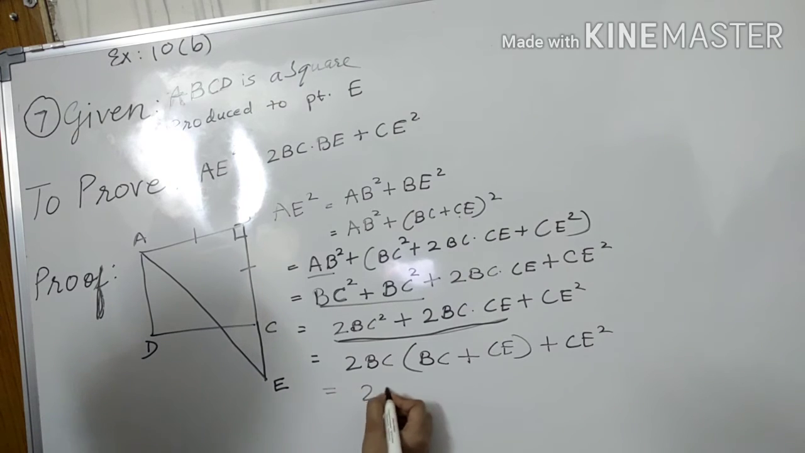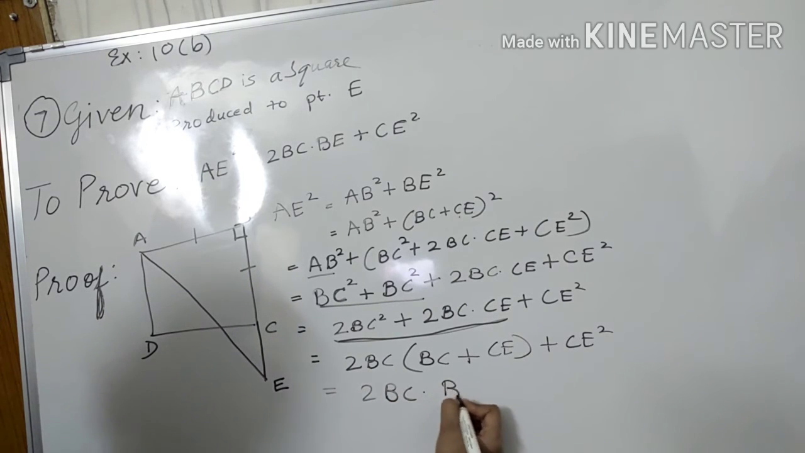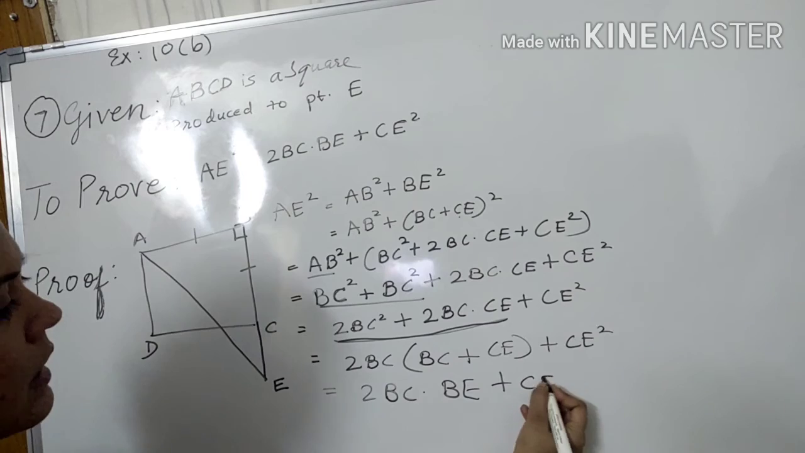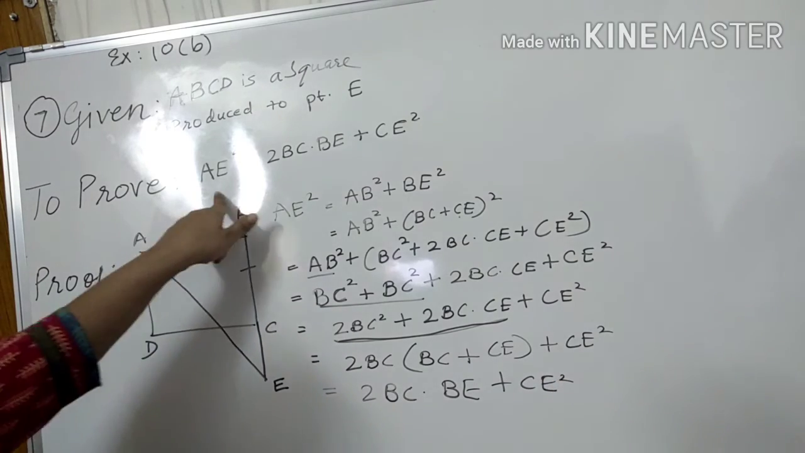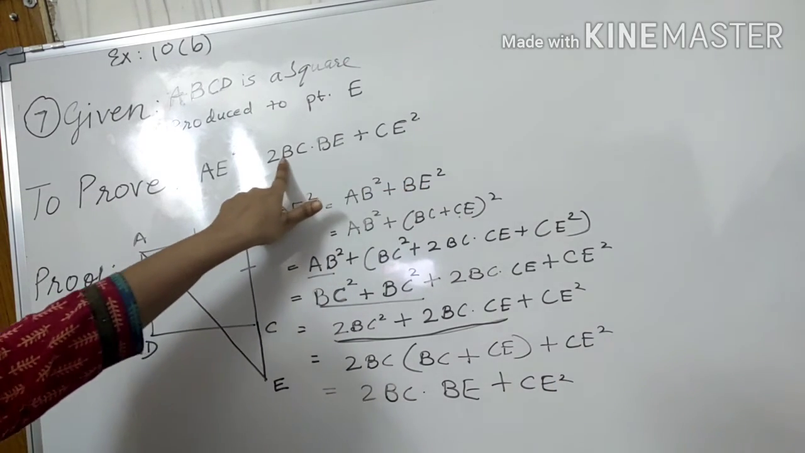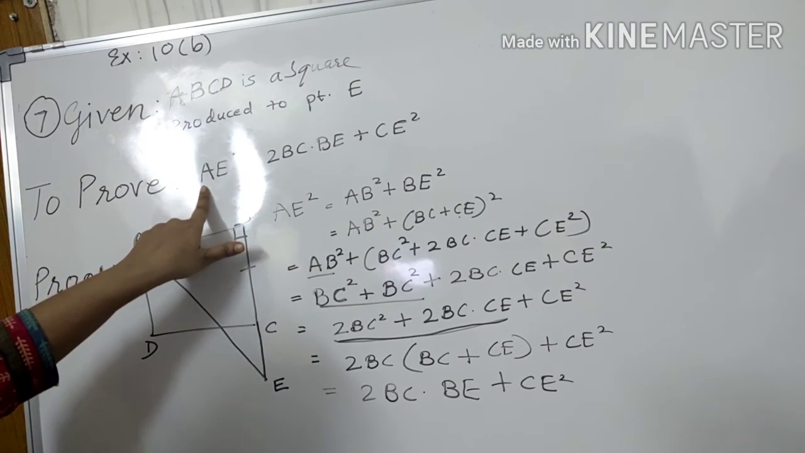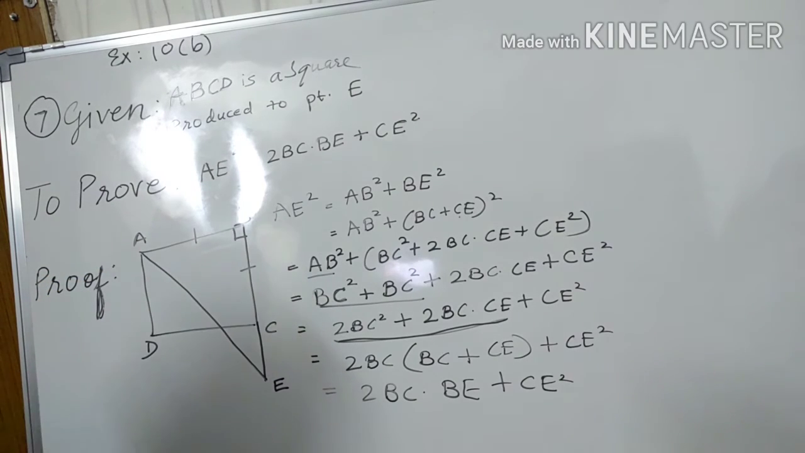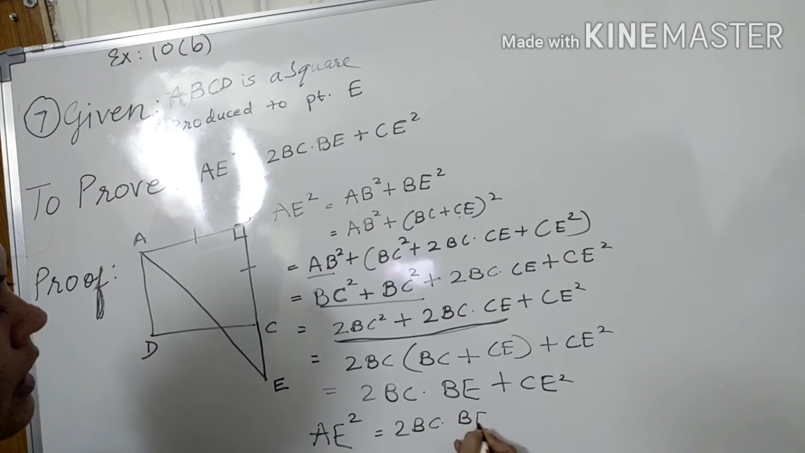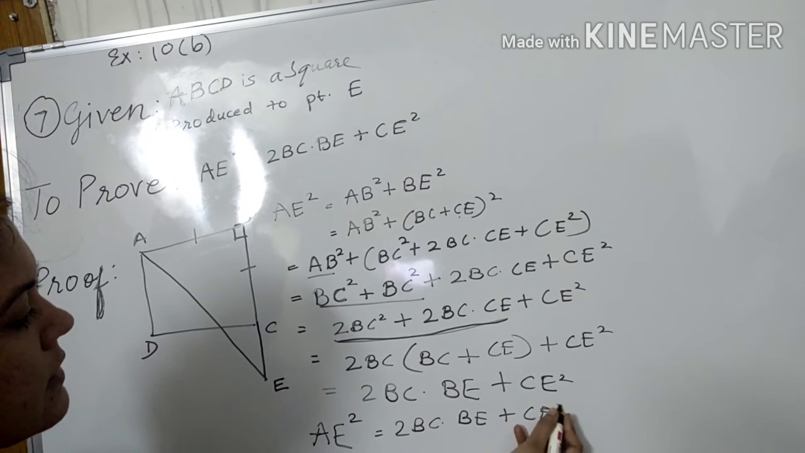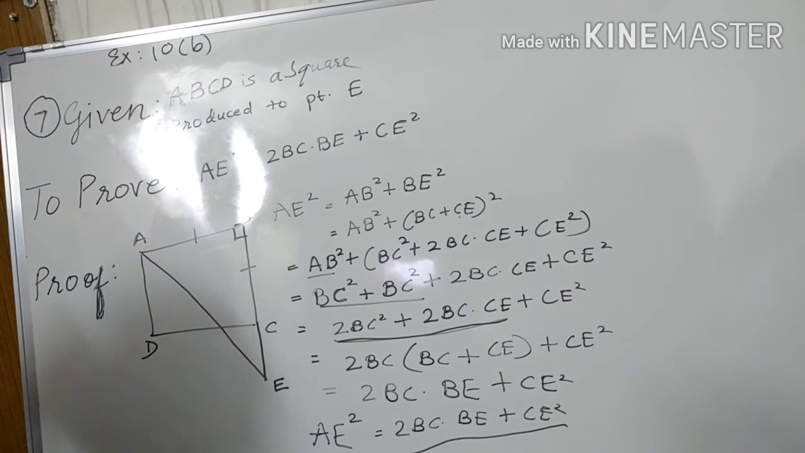So I write 2BC into BE plus CE square, which is what we required on our right hand side of the result to prove, and left hand side is already AE square. So rewriting again, AE square is equal to 2BC into BE plus CE square. Hence we have completed our proof of question number 7.